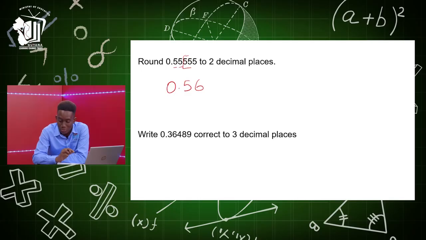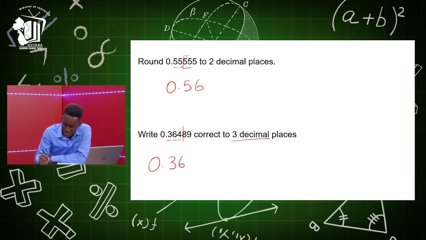So let's look at the last question. The question says, write 0.36489 correct to 3 decimal places. In this case, we're talking about 3 decimal places, so we need 3 digits after the point. So we count 1, 2, 3, and then we look at the next number, which is 8. Of course, 8 is 5 or more, so we add 1 to the previous one. So this would be 0.365 correct to 3 decimal places.